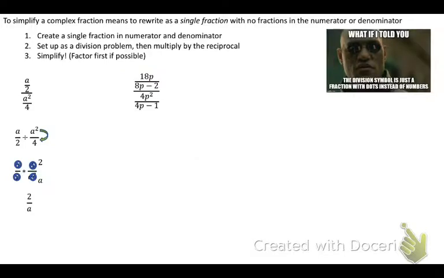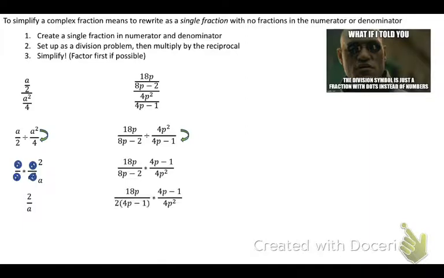Okay. Let's do this one. So 18p over 8p minus 2, and then 4p squared over 4p minus 1. Well, we've already done the first step. It was given to us that way. So let's write it as a division problem. Then we're going to flip that. So that's 18p over 8p minus 2, and then 4p minus 1 over 4p squared.